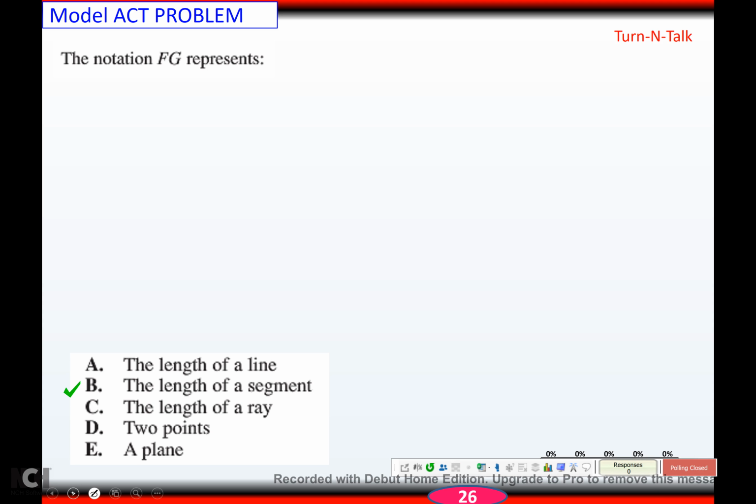And hopefully you got the length of a segment. The notation FG, there's no bar above it. So remember that was the length of a segment, not a line. You can't measure the length of a line because a line goes on forever and ever and ever. Okay?